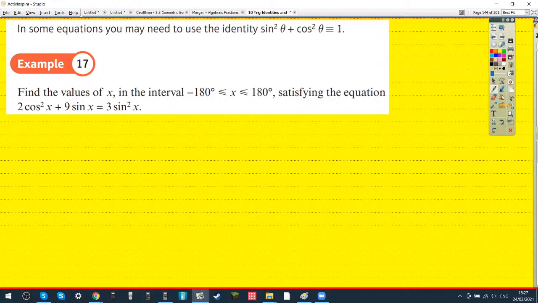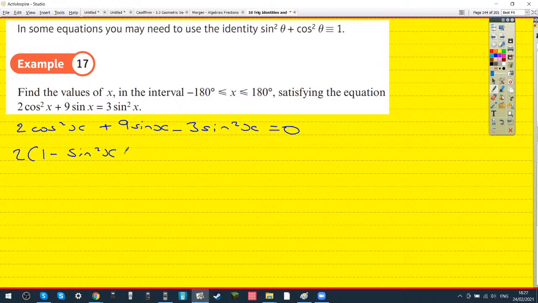Okay. How about this one? Same, make it equal to 0. So 2 cos squared x plus 9 sine x minus 3 sine squared x. Then make it equal to sine still. So 2 open brackets 1 minus sine squared x plus 9 sine x minus 3 sine squared x equals 0. And I think you'll be fine for the rest of this. We had a mixture of sine and cos, and so you go with sine because 2 had sine and only 1 had cos. So it'll be quicker.